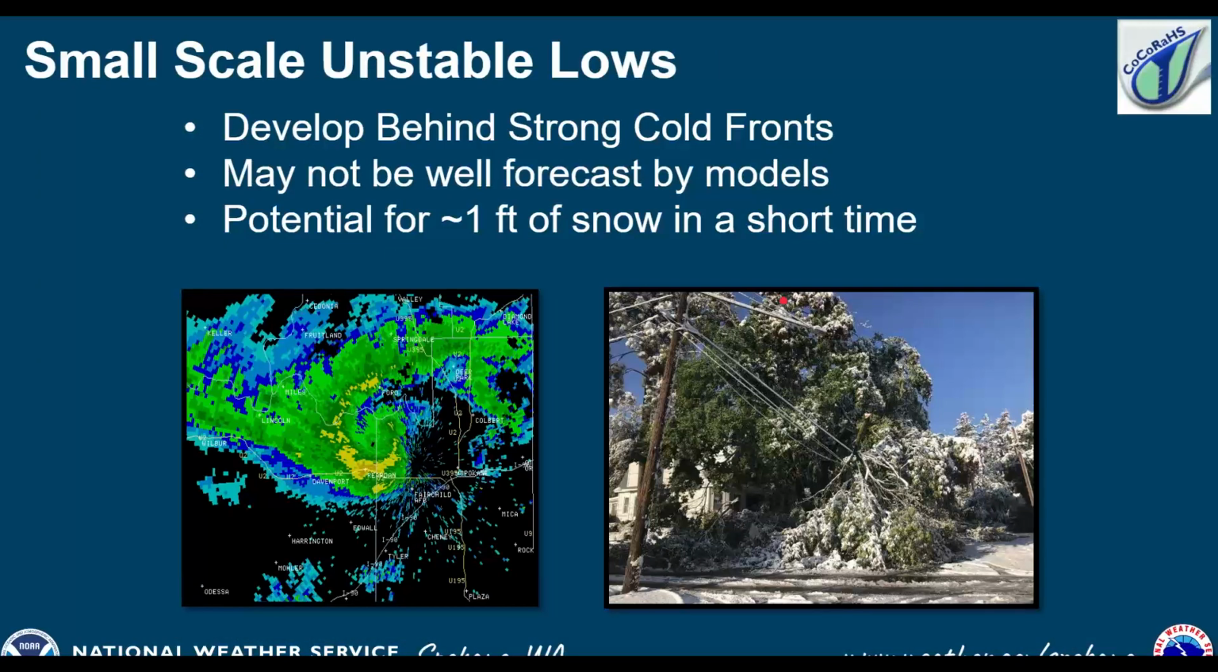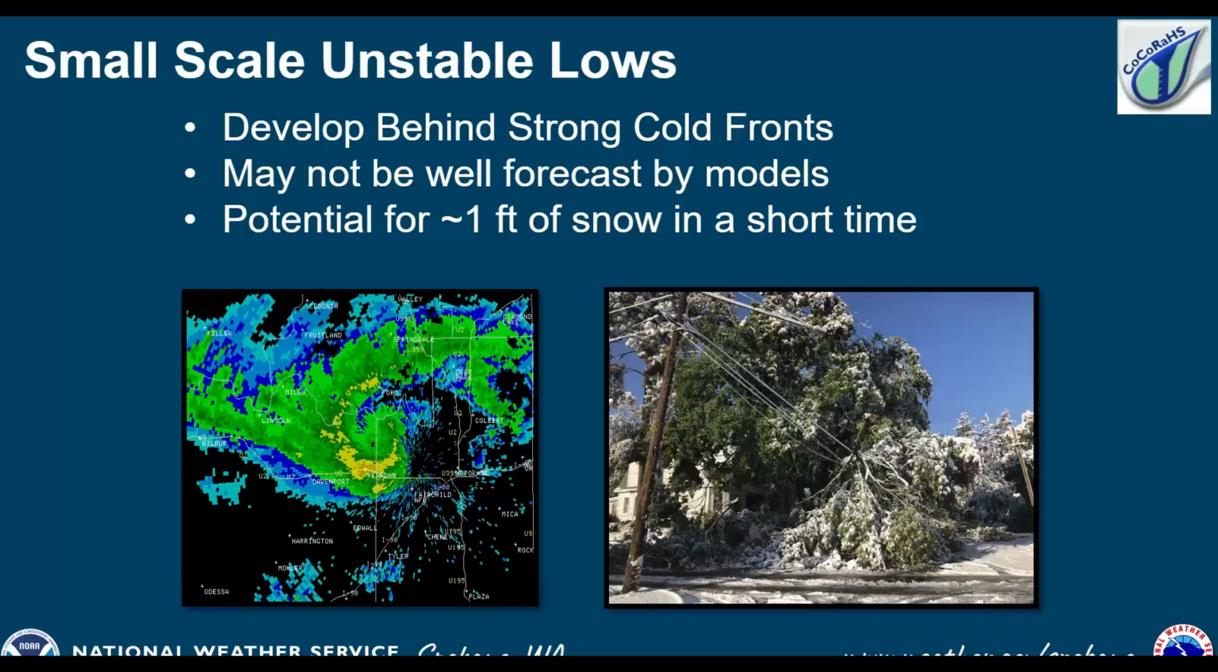Another type of scenario is where we get a big upper level low over us with lots of cold air aloft. And this happens behind strong cold fronts. And we may get some showers that start rotating and producing bursts of heavy snow. These may be hard for our weather models to pick up, but it can lead to potential of a foot of snow in a short amount of time.